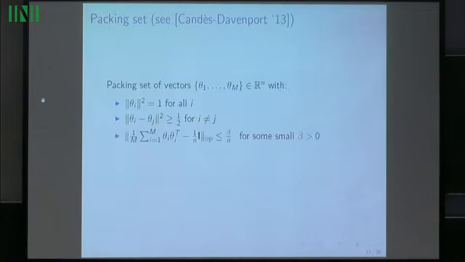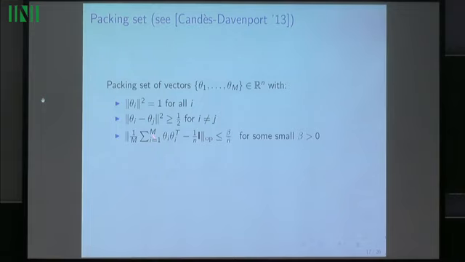Okay, so the first thing to do is the packing set. The whole space of vectors we're interested in consists of unit norm vectors with at most k non-zeros. Candes and Davenport constructed the following packing set, theta 1 to theta M. They pick M vectors such that all those vectors have unit norm, and they're well separated in the sense that for any two different vectors theta i and theta j, the squared distance is at least 1/2. They also have this nice property that the average of these outer products is very close to the identity.